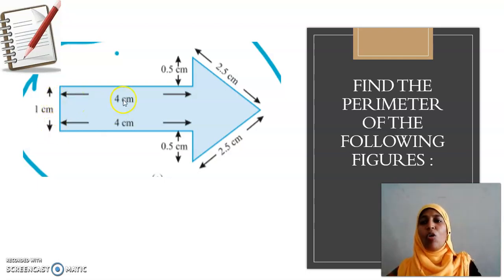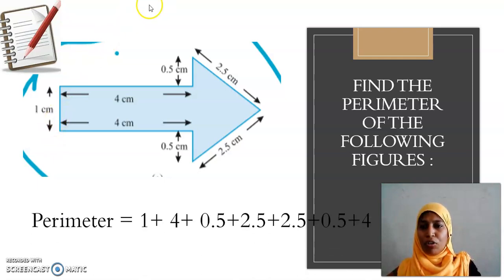We have to add all the centimeters that are here, as I show on the screen now. Okay, so add it up. 1 plus 4 plus 0.5 plus 2.5 plus 2.5 plus 0.5 plus 4 plus 1. Okay, so you should add up. Now come on, be quick and add up all these numbers in your rough column.